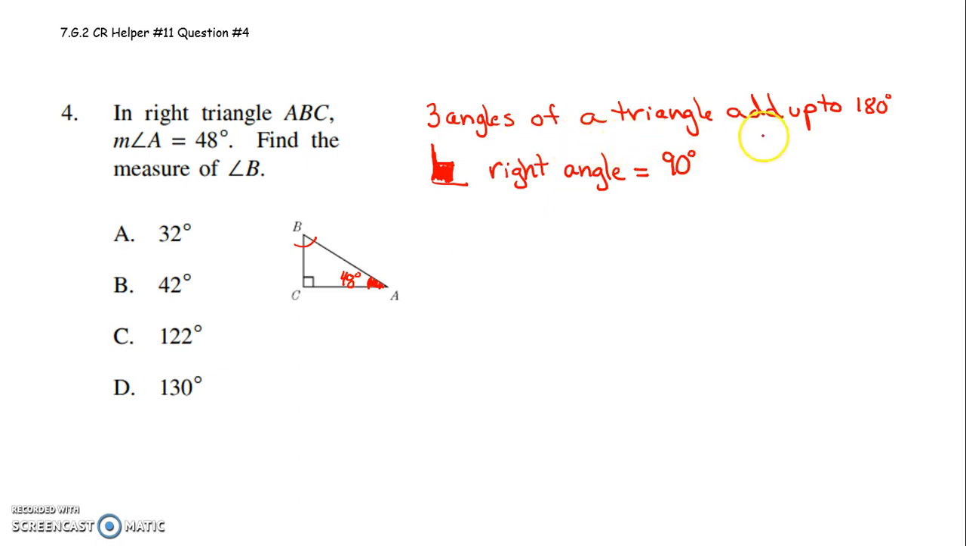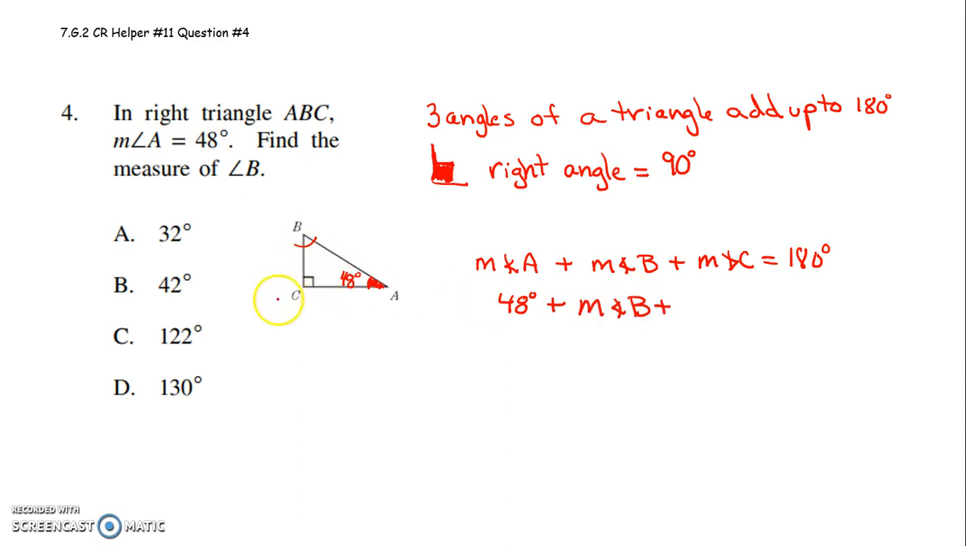So we know the 3 angles of the triangle have to add up to 180. So if we take the measure of angle A plus the measure of angle B plus the measure of angle C, that has to be 180 degrees. Well, the nice thing is the measure of angle A we know is 48 degrees. Measure of angle B we don't know. That's what we're looking for. But we do know the measure of angle C, because as soon as we see this little symbol in that corner, that means C is 90 degrees. So we know the measure of angle C is 90 degrees.